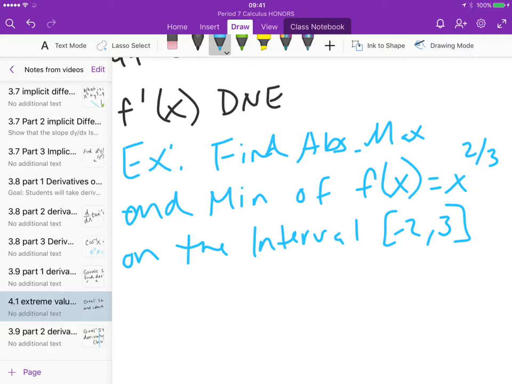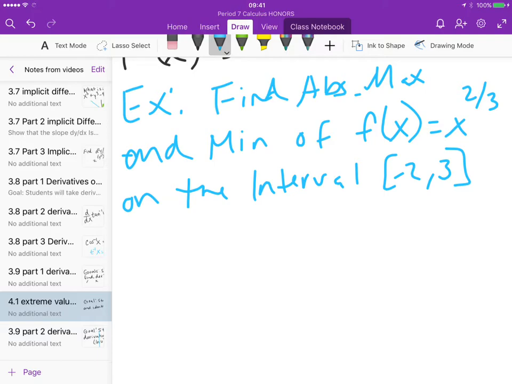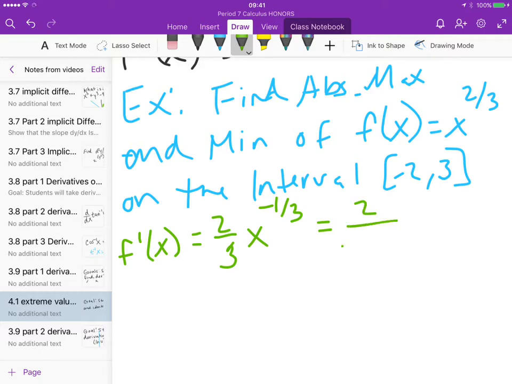In order to do so, first things first, we have to find out what that derivative is going to be, because that's going to tell us where we possibly have a critical point. So let's find the derivative of the function first and foremost. f prime of x in this case will be 2/3 times x to the power of 2/3 minus 3/3, which is -1/3. So 2/3 times x to the -1/3, which leaves us at 2/3 times the cube root of x, in the denominator.